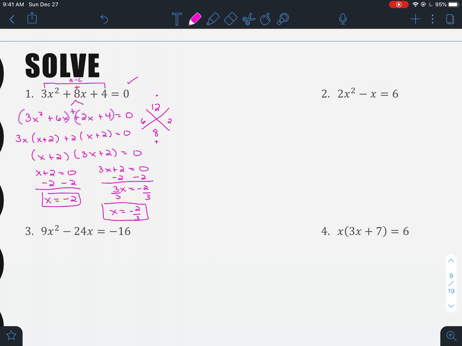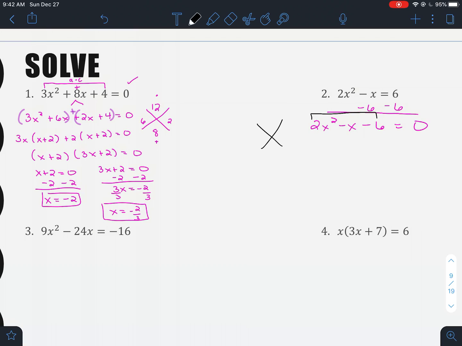All right, number 2, remember the first step is that the equation has to equal 0. Well, right now it equals 6. So to make this equal 0, we're going to subtract the 6 from both sides first. And then I would have 2x squared minus 6x, then minus 6. None of those are like terms, so I can't combine any of them.